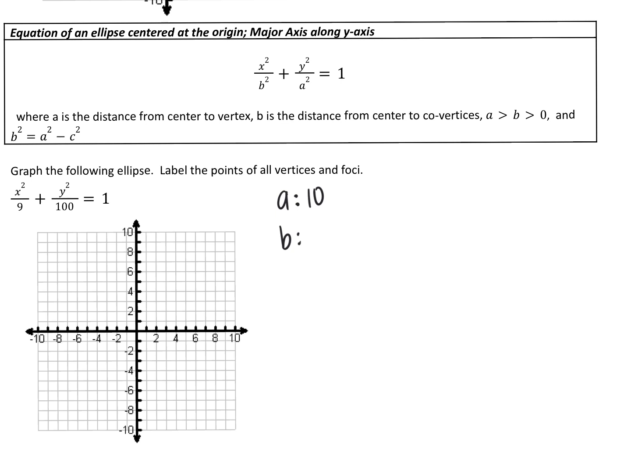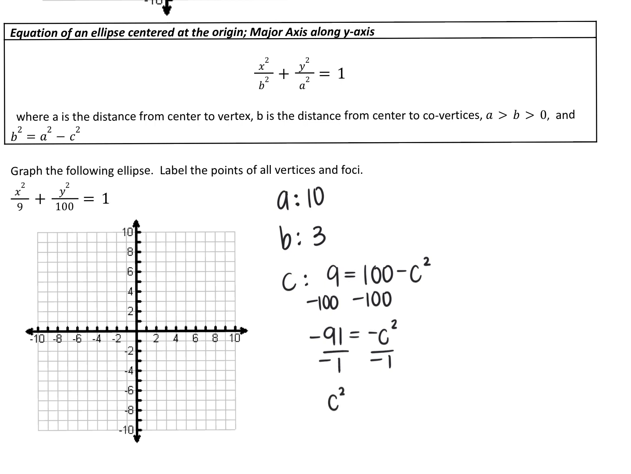And in order to find c, we'll do b squared, which is 9, equals a squared, which is 100, minus c squared. Subtract 100, we get negative 91 equals negative c squared. Divide by negative 1, c squared equals negative 91. Take the square root, and we're going to get that c is about 9.5.